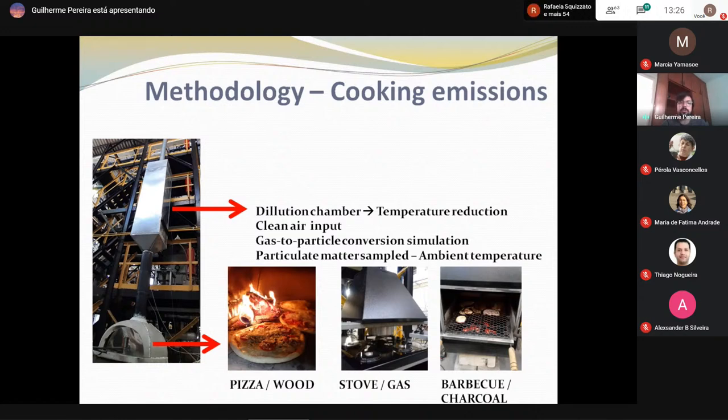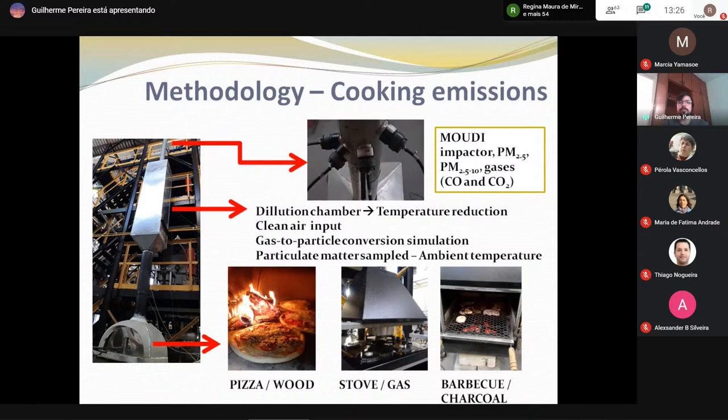And also to this down to perform a gas to particle conversion simulation. And after that, above in the stack, we collected the samples using a multi impactor.